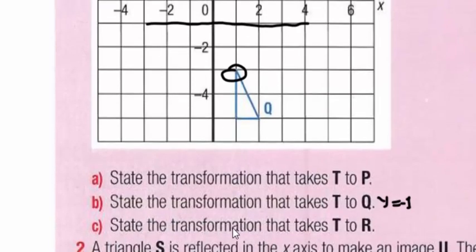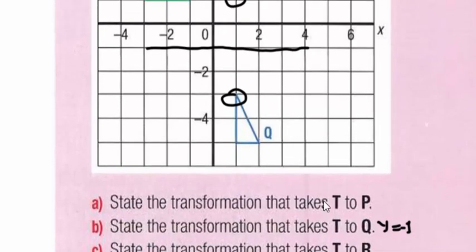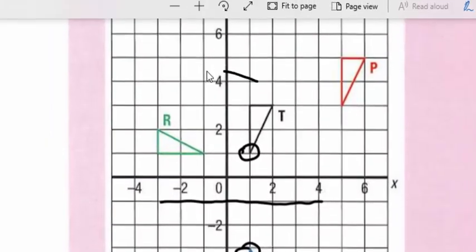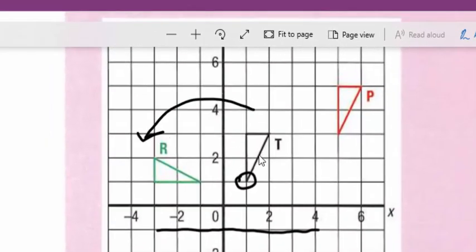And state the transformation that takes T to R. T goes to R by rotation, and the rotation is like this. So it is anti-clockwise, because a clock is always going from 12 to 1. But this one is the opposite direction of the clock, so it's anti-clockwise. And where is the center of the rotation? It is the center of the rotation.